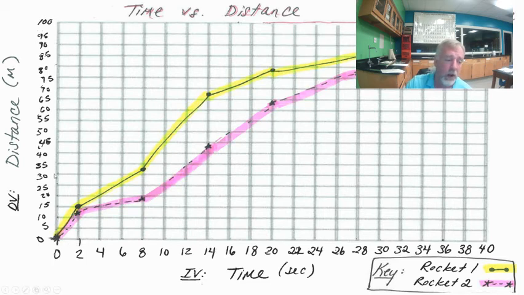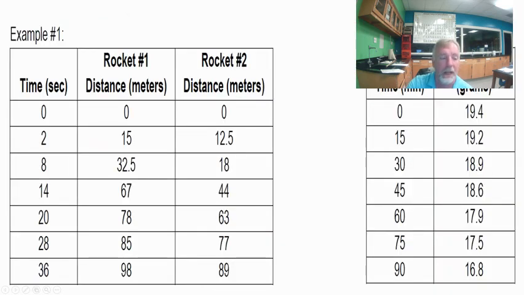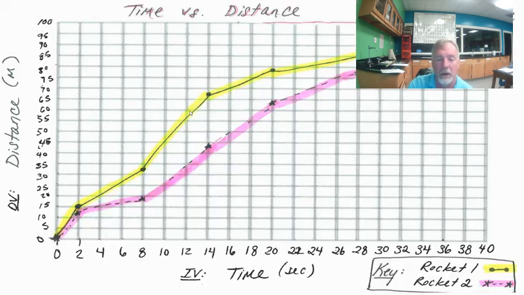Let's look over here on the left. If we look at our data, 98 was our highest data. You see that here at 36 seconds for rocket 1. So we have to go up to 98. What's our smallest number on our y? It's going to be 0. So our range here is 0 to 98. That's how much we have to span on our graph.